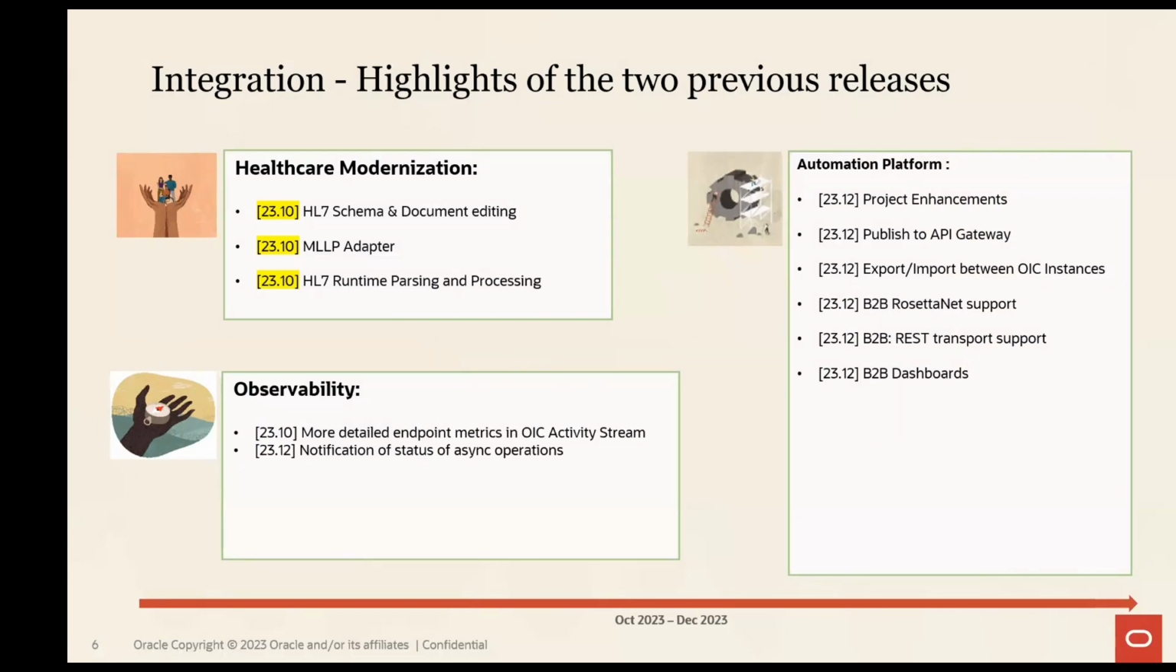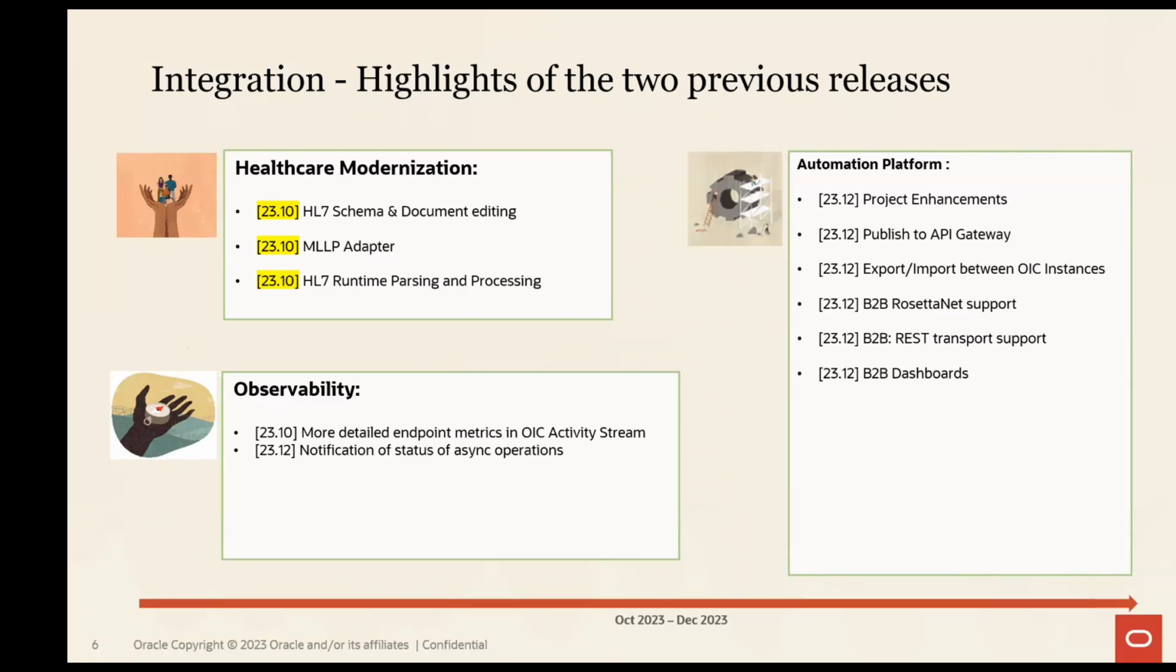So you can see exactly when I invoke a particular endpoint, how long that invoke took. You will see later when we look at observability, we're doing an awful lot more in that space as well. And we have notification of status of async operations. Async operations are things like activating an integration, deactivating an integration, etc. There's a notification engine, or notification screen, available to you now to show you the status of those async operations. Now, within the automation platform itself, there have been various enhancements to projects.